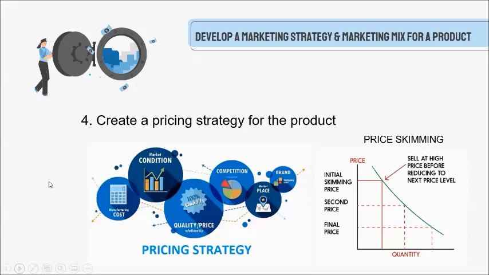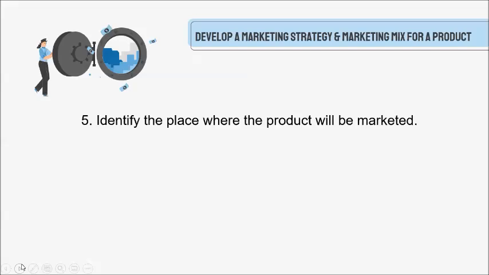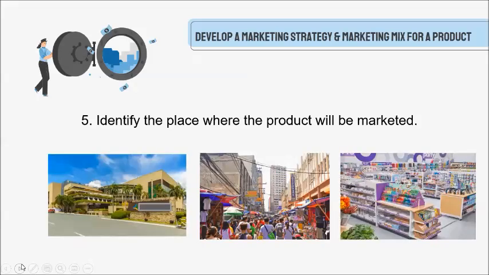Okay, price skimming. So next, after creating a price strategy, you will now identify the place where the product will be marketed. Okay, so those are just some of the examples of places where we could market or we could sell our products and services. So recognize that place goes beyond your geographic location. Look more closely at the type of venue where the product will be featured. Okay, so note whether the product will be marketed in grocery stores, department stores, or in small boutique shops.